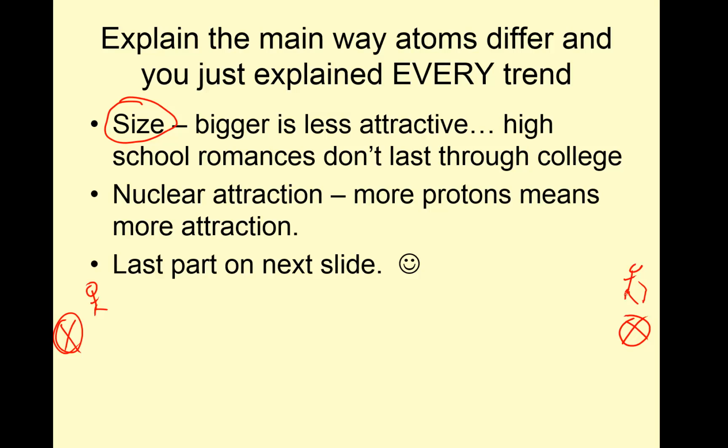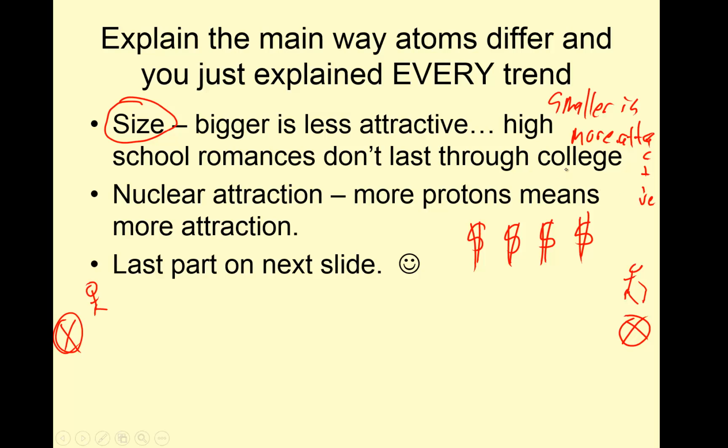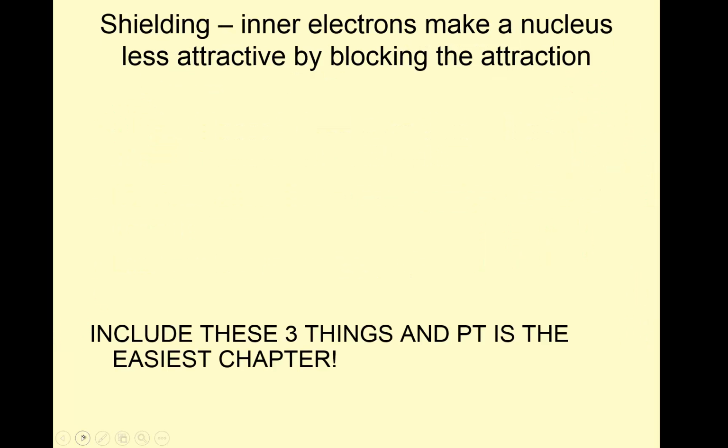Nuclear attraction. What this means is more protons means more attractive. Like more money. If someone has more money, they're more attractive, if all other things are equal. So bigger is less attractive, and smaller is more attractive. It's easier to be friends with somebody who's close to you. And more protons means more attractive. And then we'll talk about shielding.